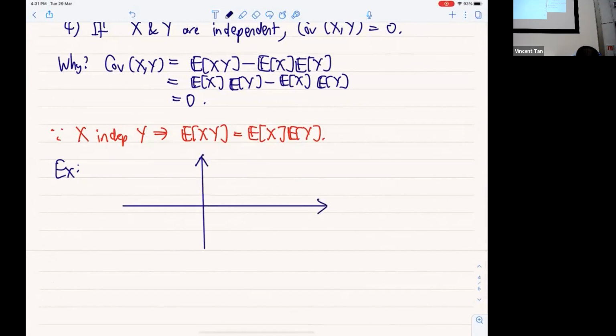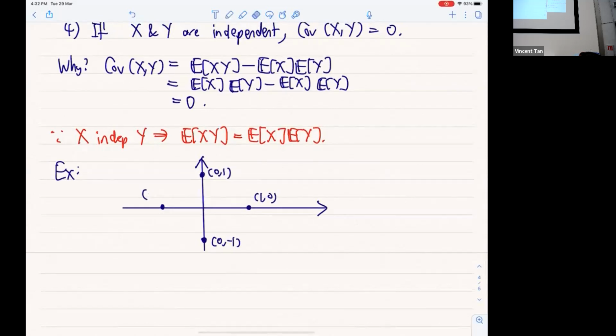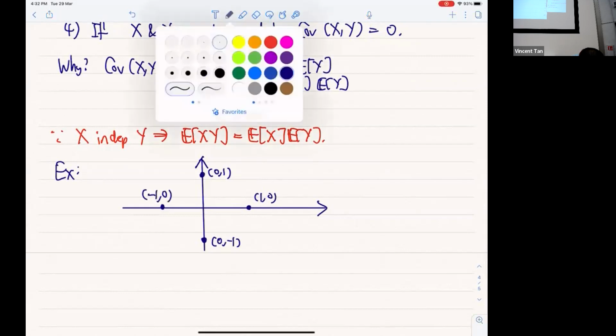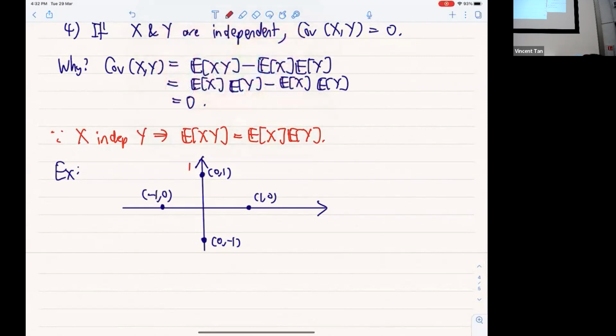So this example says the following. We have 4 mass points, and they are at (1, 0), (0, 1), (0, -1), and (-1, 0). And we have a uniform distribution, and the weights are all 1 quarter.